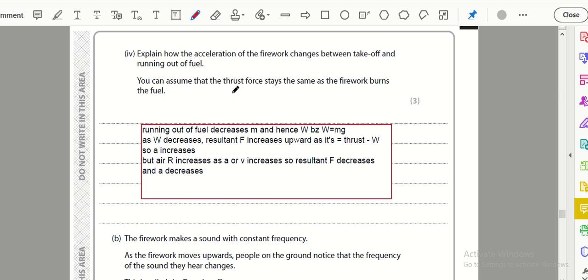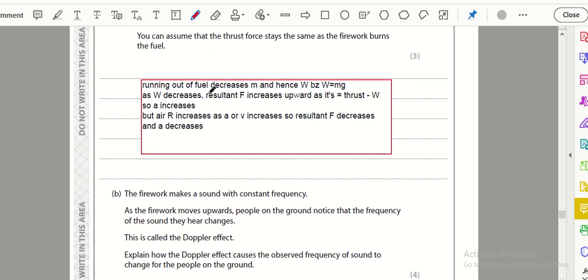Explain how the acceleration of the firework changes between takeoff and running out of fuel. Assume thrust stays the same as the firework burns the fuel. Running out of fuel decreases mass and hence weight. So as weight decreases, the resultant force increases because it is equal to thrust minus weight. And as the resultant force increases, a increases.